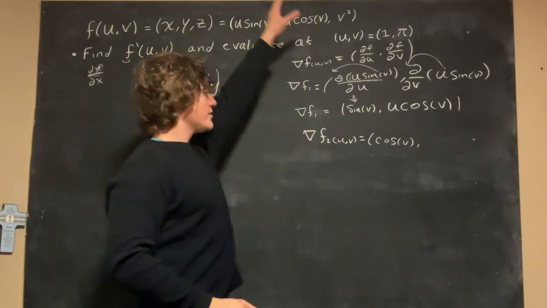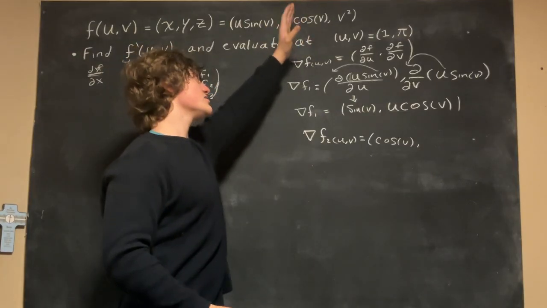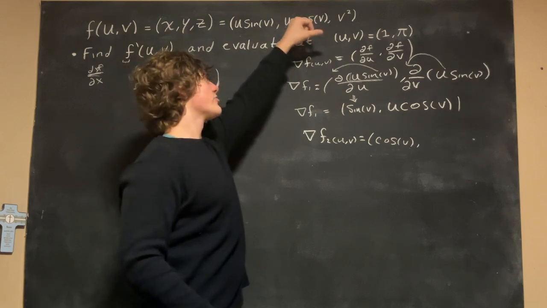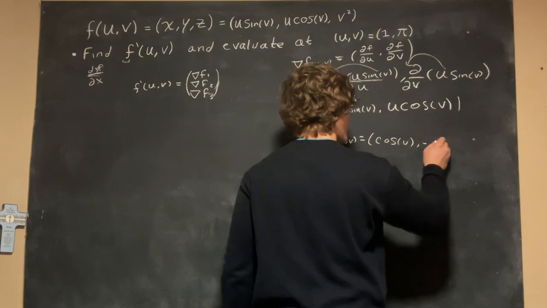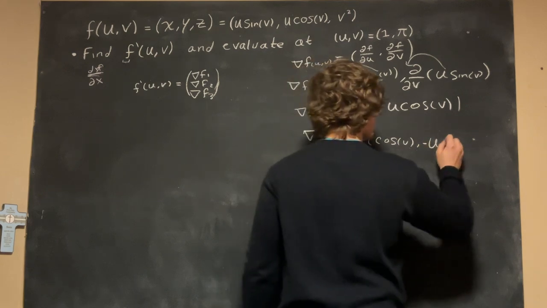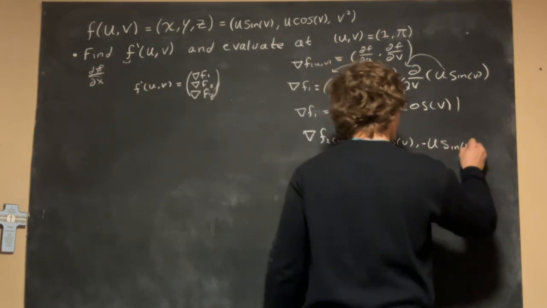Now for our df over dv, this is a constant, so we could just look at this. The derivative of cosine of v with respect to v is just negative sine of v. So this becomes negative u sine of v.